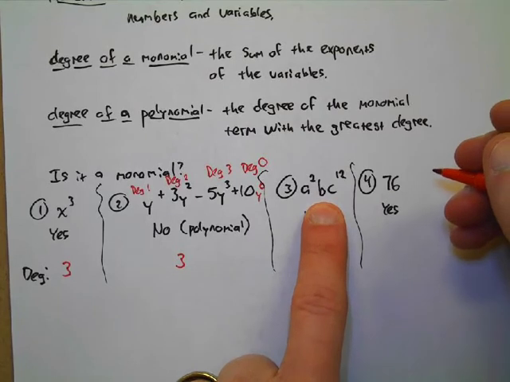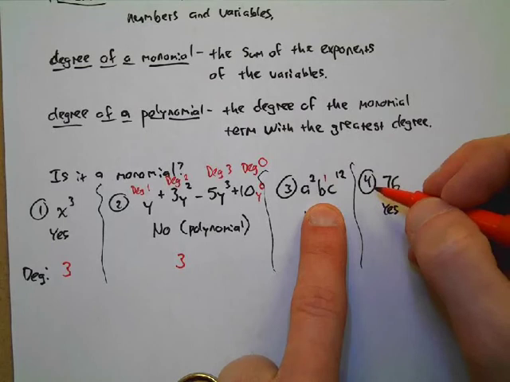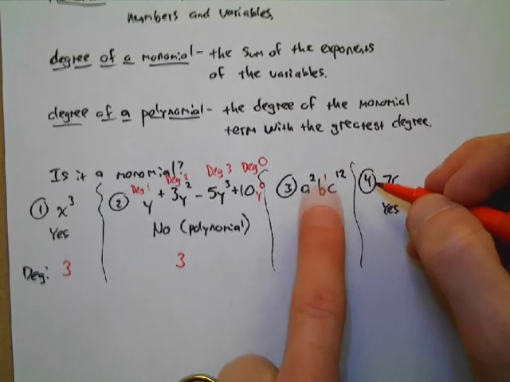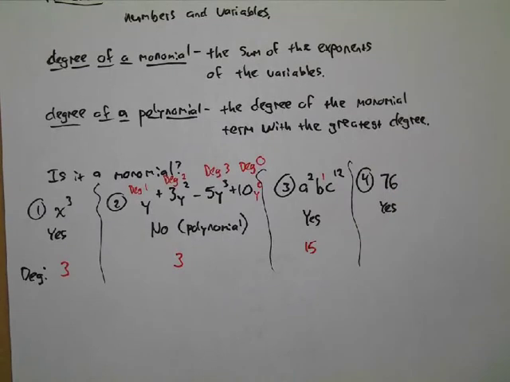Close. It's not 14. What's the exponent for this b? 1. A 1. So what's the degree here? 15. Yeah, be careful there, right? Again, little subtleties, little things we have to pay attention to. Catch ourselves on that, like, whoops, be careful.